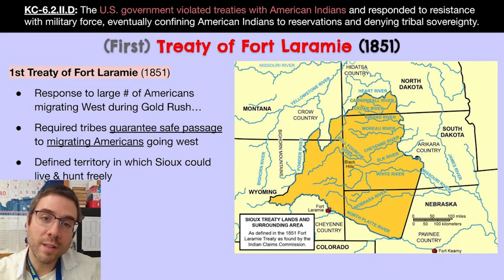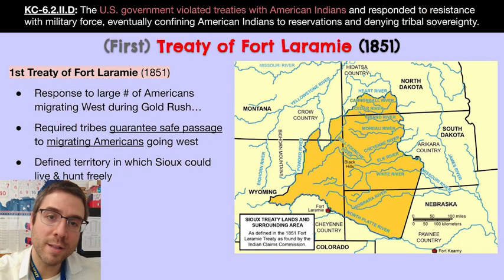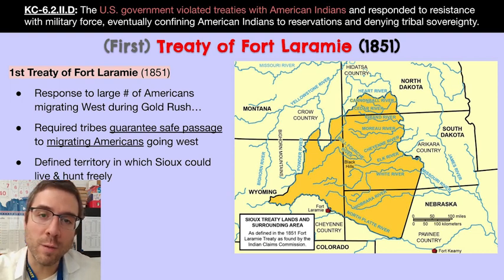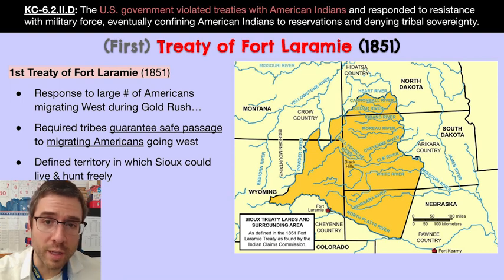To specifically address conflict between American migrants and these natives out in the Northwest, a treaty was signed in 1851 called the Treaty of Fort Laramie. Now there are 2 of these, so one in 1851 and then one in 1868.